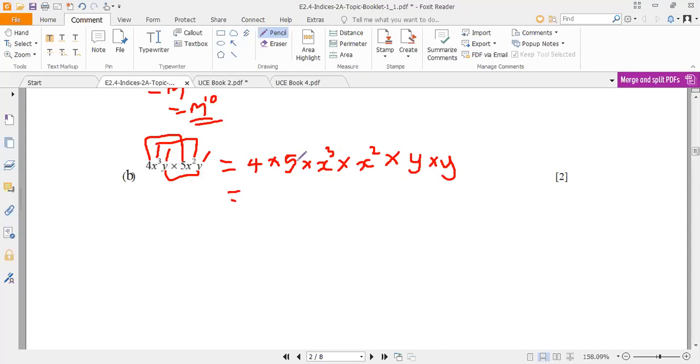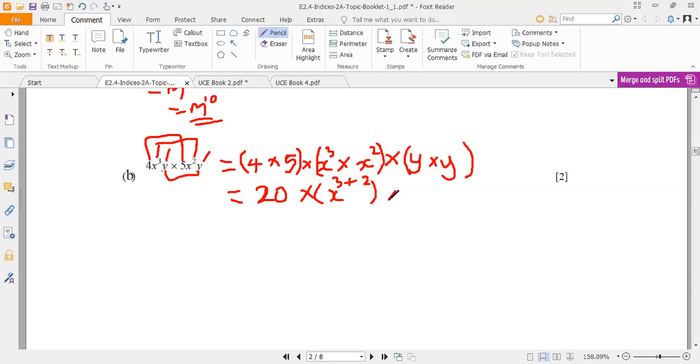So what happens after this is that you solve the ones which are alike together. I'm going to solve the x's alone, the y's alone, and then the 4 and 5 alone. 4 times 5 will give me 20, multiplied by x power 3 times x power 2. Now we bring in the law of multiplication: when multiplying the same base, we add the powers.